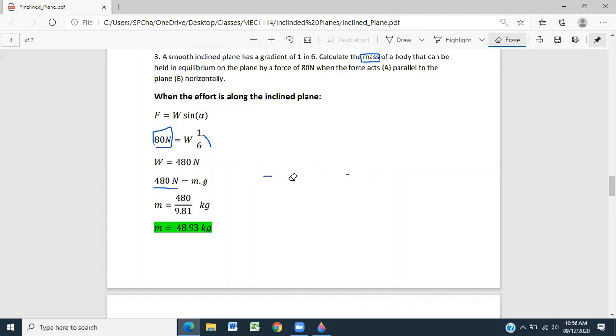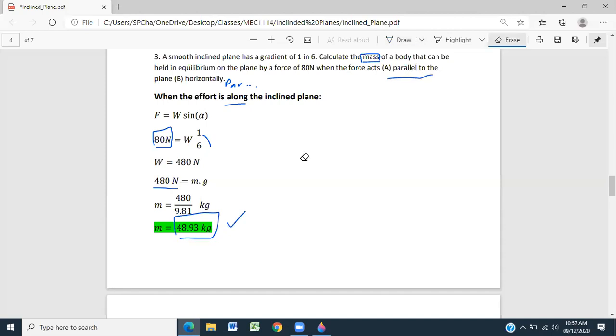Doing that, we find the mass to be 48.93 kilograms. So we take the weight and we divide it by the gravitational constant. And of course, we get our units in kg. And we find that the mass that we can hold parallel to the inclined plane, or along the inclined plane, is 48.93 kilograms. Okay. And that's part A, parallel to the plane.